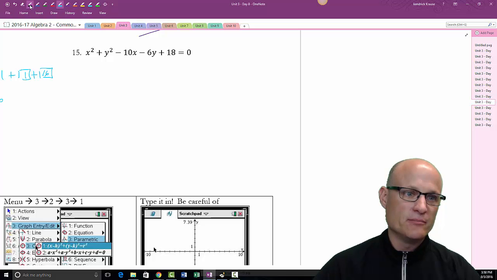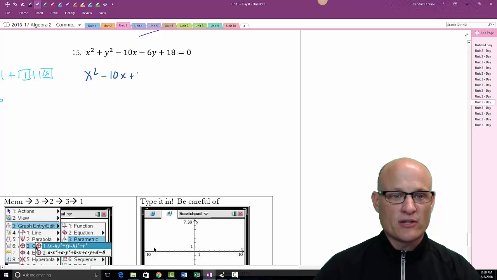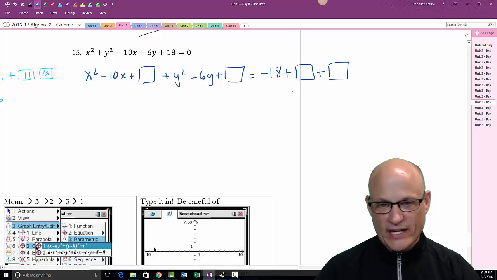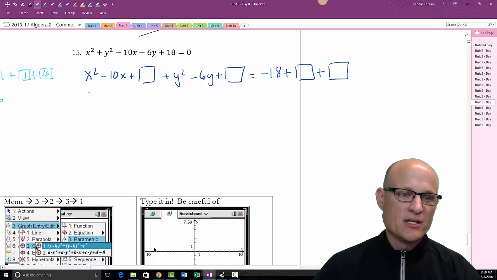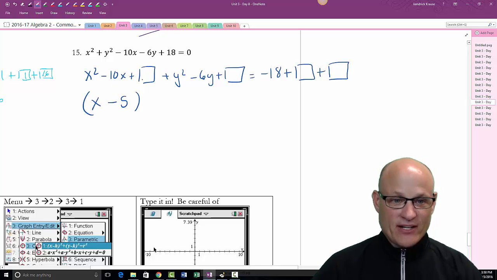I'm doing it, we're going to dark blue. So x squared minus 10x plus square, plus y squared minus 6y plus square, equals negative 18 plus square plus square. So if you couldn't figure out the radius on this one, it's fine. Here, half of negative 10 is negative 5. Negative 5 squared is 25. So I'll put a 25 there.